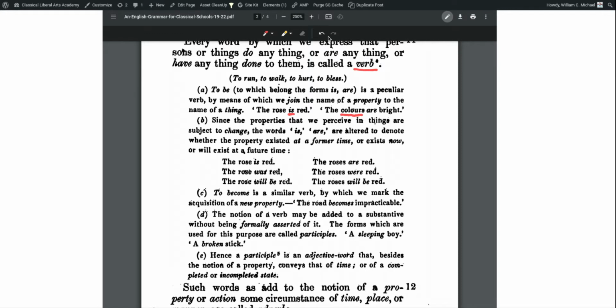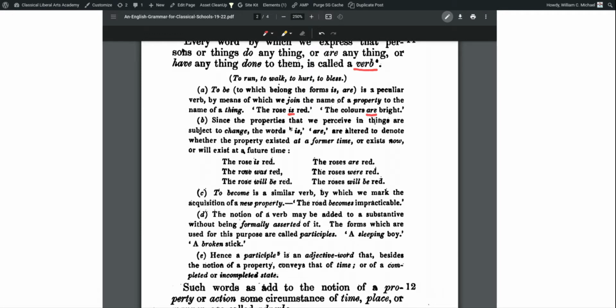The colors is the subject here. The colors are bright. Are is our verb, and bright is the property. Bright is an adjective noun. The colors are bright. So to be and any form of the verb to be, like is, are, were, shall be, will be, was, and so on. These are words by which we join the name of a property to the name of a thing.